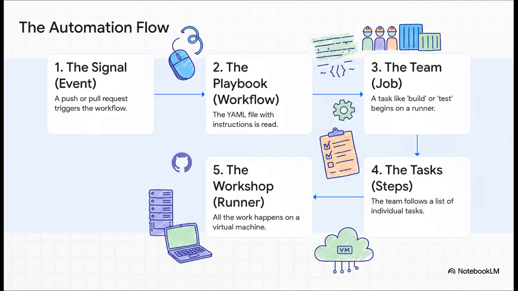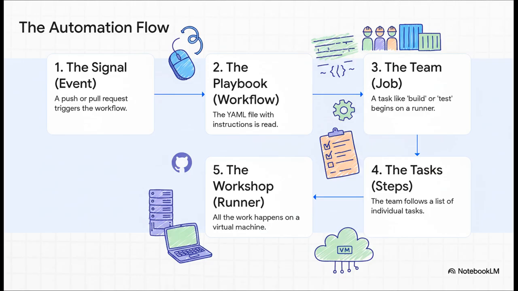Okay, so let's see how this crew operates. First, you've got the signal, which is an event, like a code push. This signal tells the crew to open their playbook, which is the workflow YAML file you wrote. This playbook outlines one or more specialist teams or jobs, like a build team or a test team. Each team then follows a list of individual tasks, which we call steps, things like checking out the code or running tests.